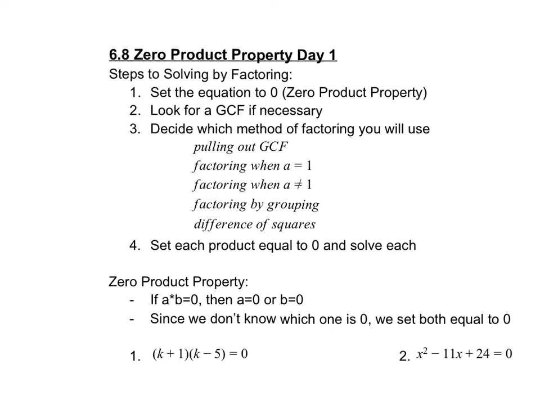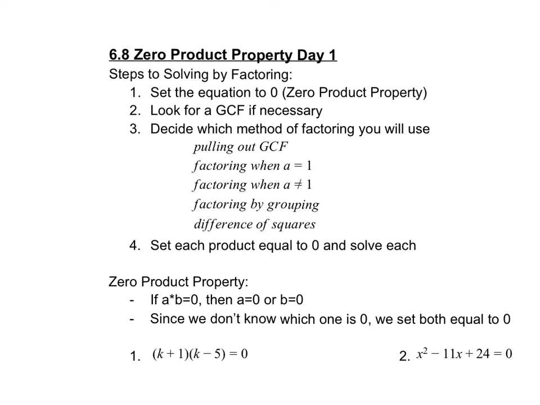So we want to set the equation equal to 0, just like we did in the previous unit with our quadratic formula. So you want to get all your terms to the left side of the equation, get 0 to the right side of the equation. Once you've done that, then you're going to look to see if you can pull out a greatest common factor from all of your terms. After pulling out your greatest common factor, we're going to decide which of these methods of factoring we're going to use. So the first step obviously was to pull out that greatest common factor.